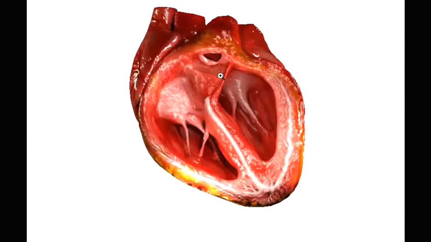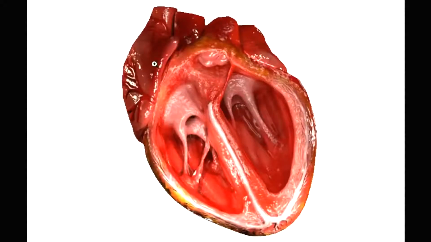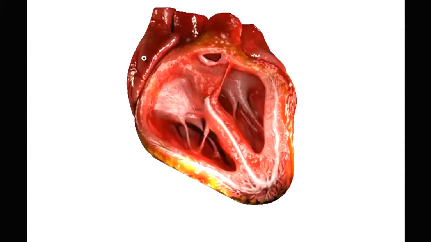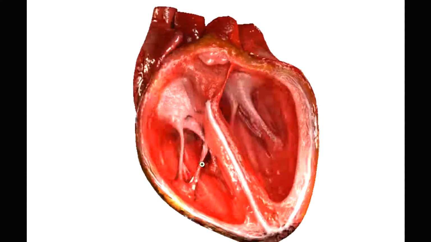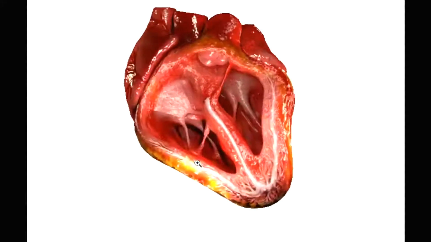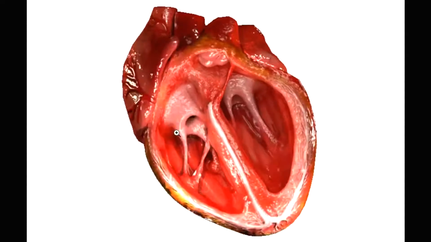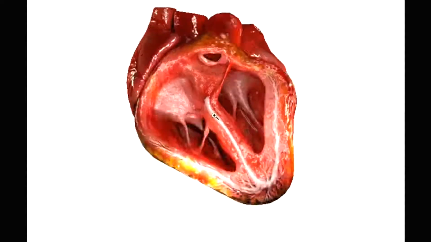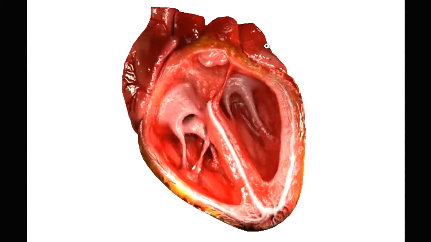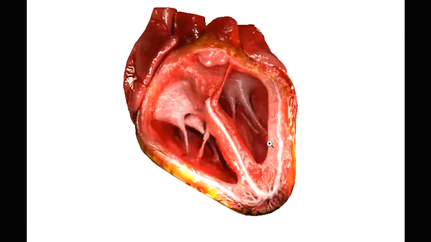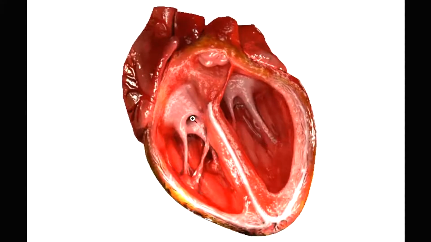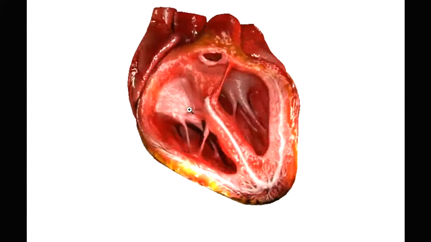Now, one of the things that I want you to notice first off is if you look carefully, you'll see that the right atrium here beats before the right ventricle. Right atrium, right before the right ventricle. And you'll also notice similarly that the left atrium beats right before the left ventricle. Now, this is because of the anatomy of the conduction system.